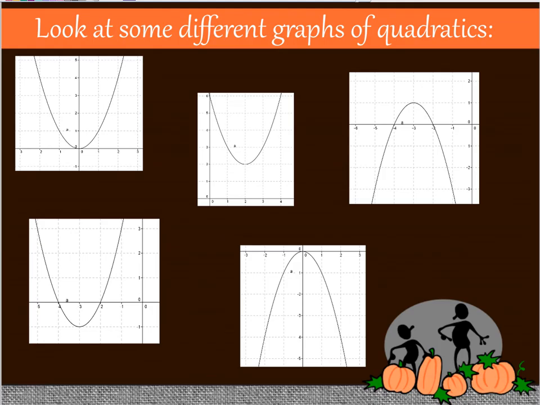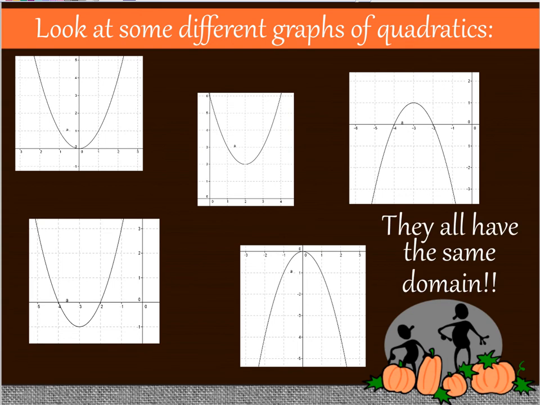Here's some different graphs of quadratics. They don't have the arrows on the ends, but every single one of these will either go up and out forever on both sides or down and out forever on both sides. Either way, every x value is included in my graph. They all have the same domain, no matter what kind of parabola we're looking at.